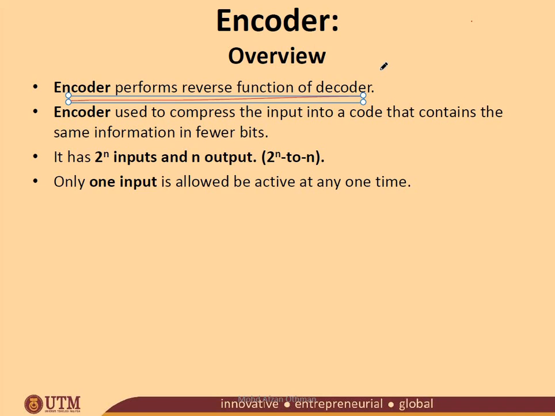An encoder is used to compress the input into a code that contains the same information in fewer bits. What we do in an encoder is compress the input into a code that contains the same information, however in fewer bits. For this encoder you will have many inputs and fewer outputs. From many inputs to fewer outputs, so it has 2^n inputs and n outputs.